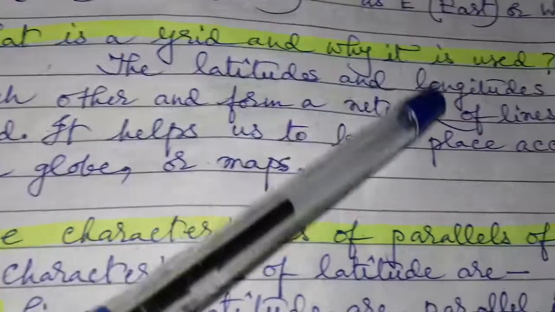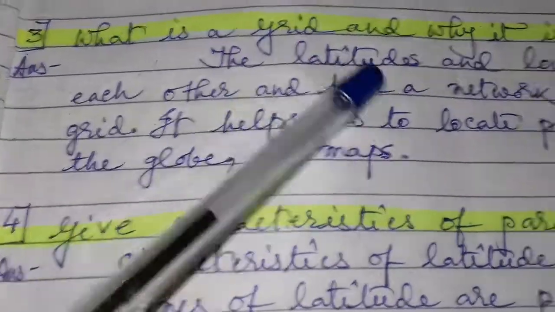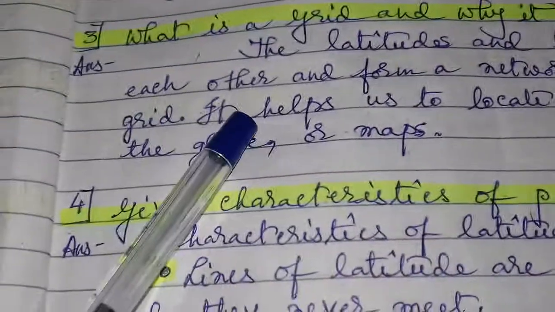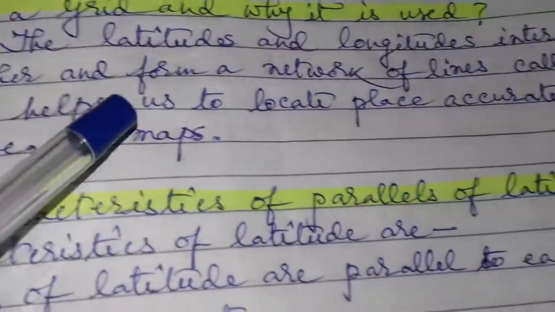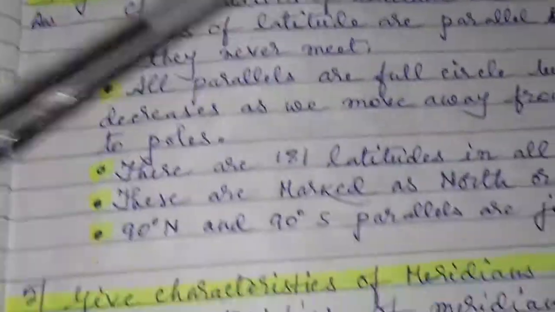Next, number 3. What is a grid and why is it used? The latitudes and longitudes intersect each other and form a network of lines called grid. It helps us to locate a place accurately on the globe or maps.